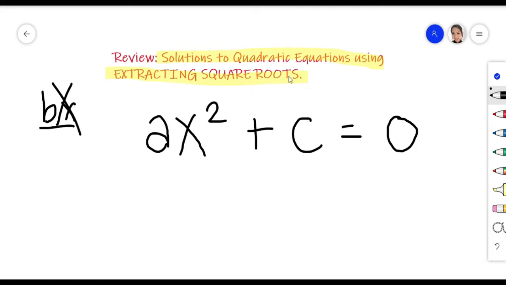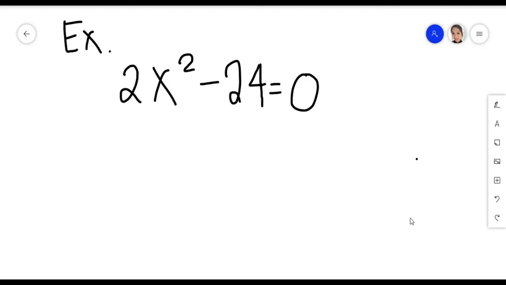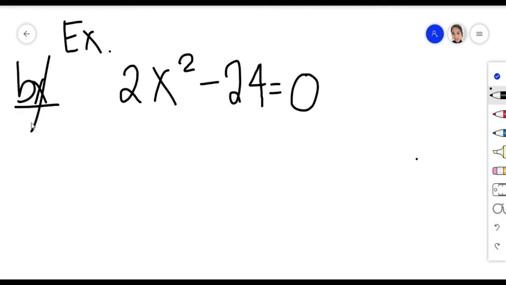So let's have an example. 2x squared minus 24 is equal to 0. This quadratic equation is an example where the linear term bx is not given, or it's not around. We only have the quadratic term and the constant term.